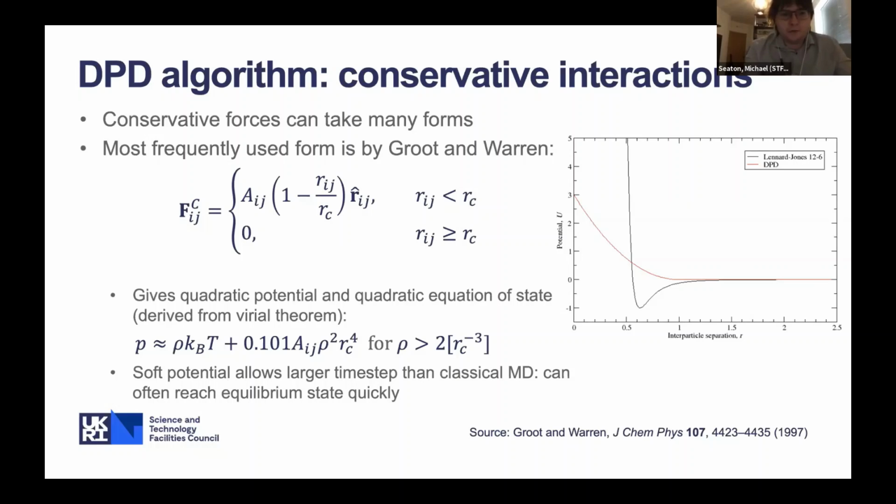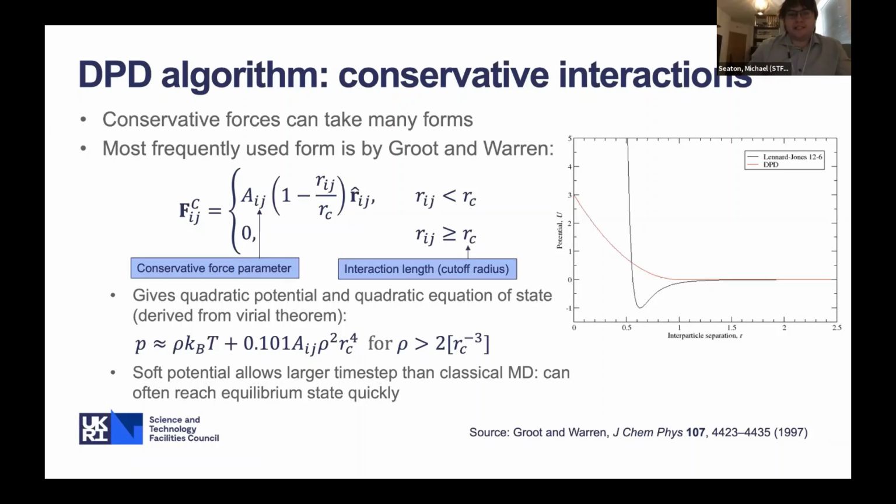And it takes the form of a pairwise interaction force here, where you have a conservative force parameter Aij, a linear function of the distance between the pair of particles, and obviously a unit vector. And that linear function goes to 0 at a set cutoff distance or interaction length. And any pair of particles that are further than that cutoff distance apart will not interact.